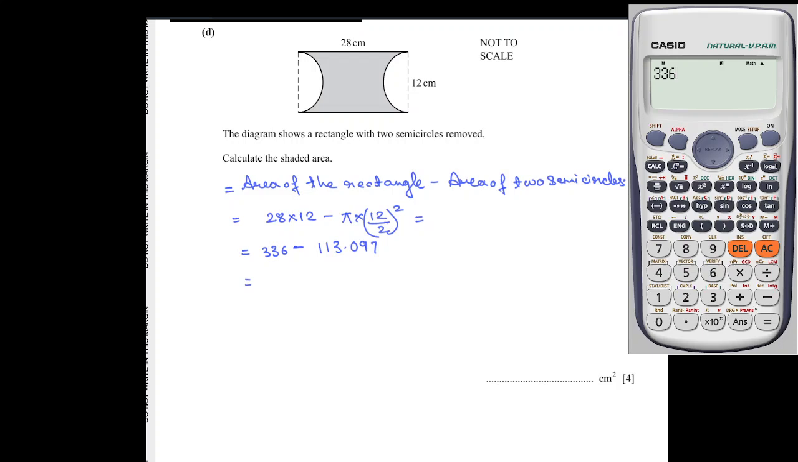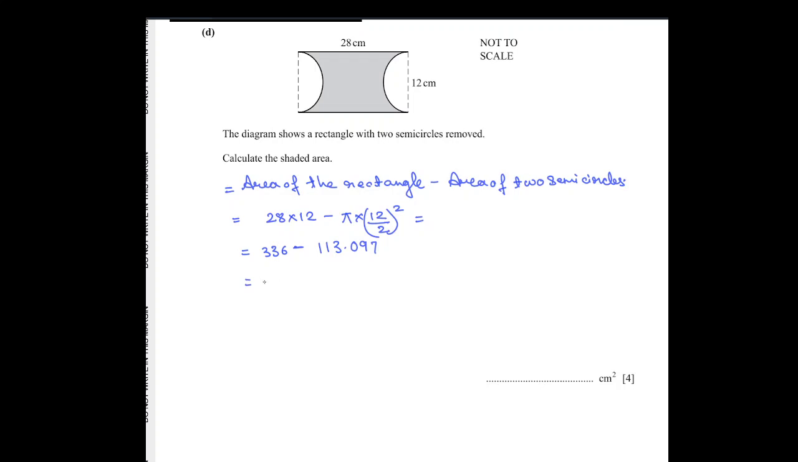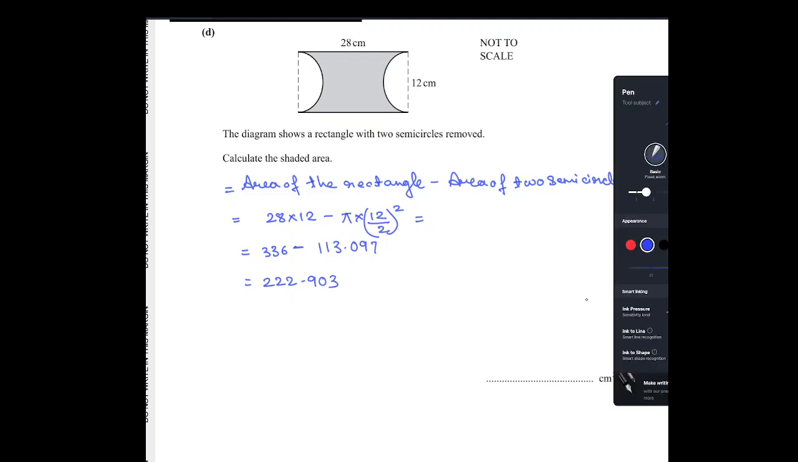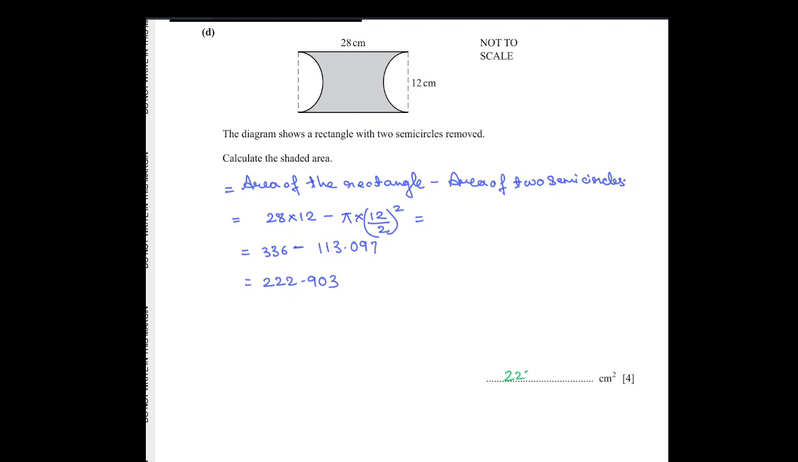336 minus 113.097, 222.903. So we'll write 222.9 is the area of this shaded part. Question number 8 is done.